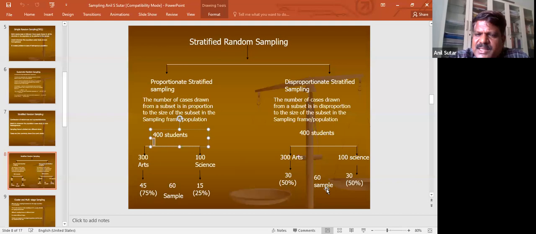So the relative strength of students in the population is ignored here. Now let me give you an illustration, a real life situation. I came across one PhD scholar interested to actually use a stratified random sampling to select her respondents, participants for her study.